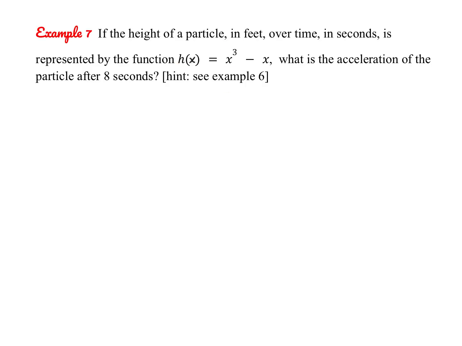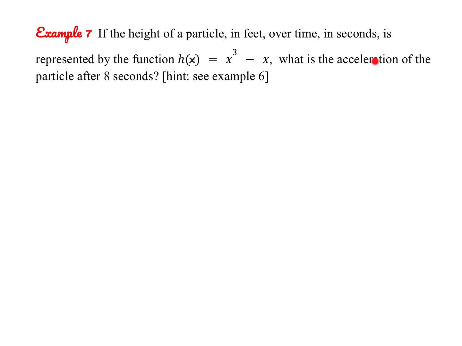All right, let's try this last example together. So it says the height of a particle in feet over time in seconds is represented by this function, h of x equals x cubed minus x. And we want to know what is the acceleration of the particle at 8 seconds. So this is actually the same function that we worked with in example 6. So we've already found those derivatives. We just have to figure out what they're asking us to use.